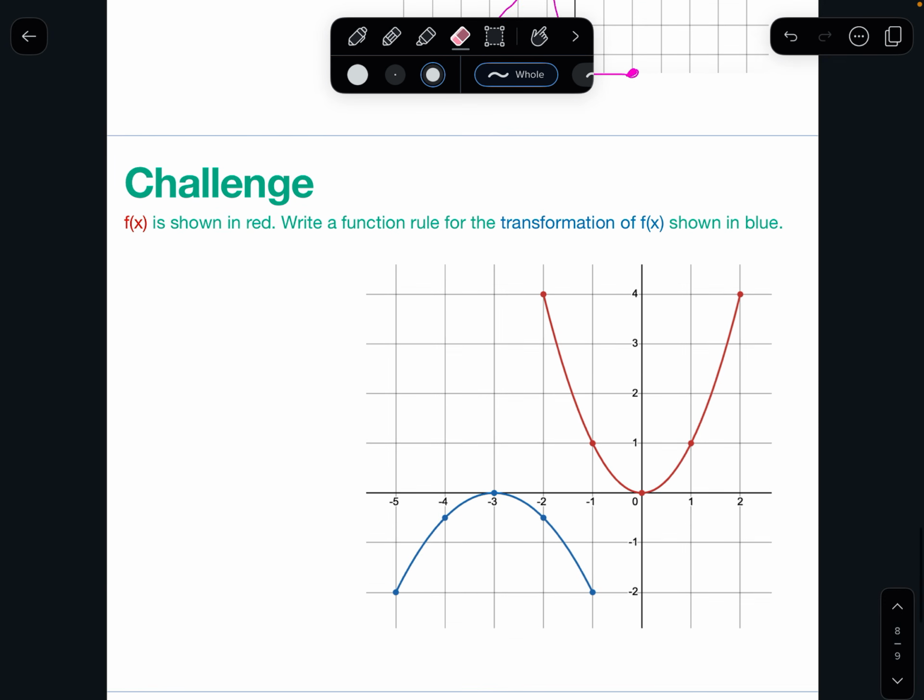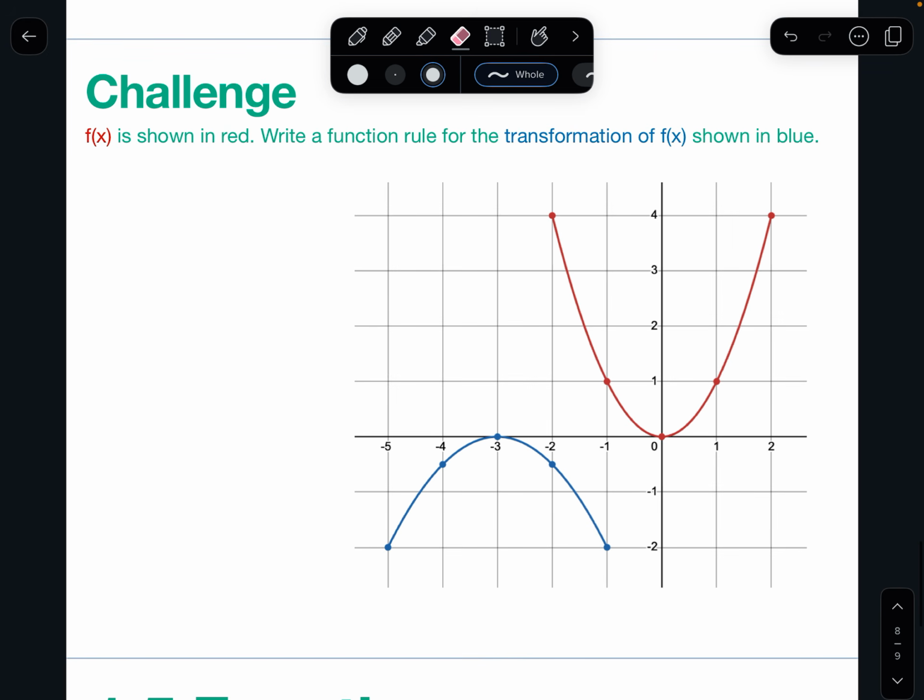Let's finish up with a little bit of a challenge. We've got this function f of x. Consider that the parent function. There's a transformed version in blue. We have to write the rule for the transformed version, basically doing what we just did in reverse.